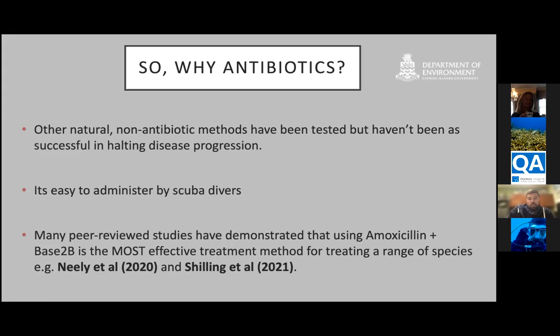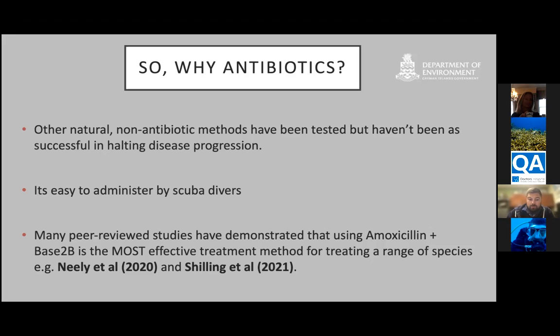A question that is on everybody's mind is why we're using antibiotics. Well, there are actually a couple of reasons for this. One reason is that other natural non-antibiotic methods have been tried and tested, but they just haven't had the same success rates as using antibiotics. It's also very easy to administer underwater by the scuba divers. After a bit of training and using them day in, day out, we become very proficient at applying the treatments to the corals, which is very good. Hopefully you guys will be just as proficient when you come out with us as well.